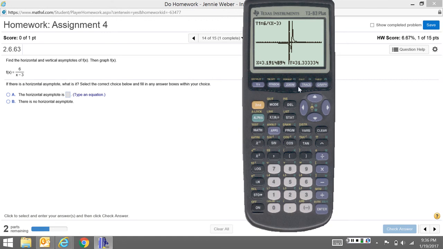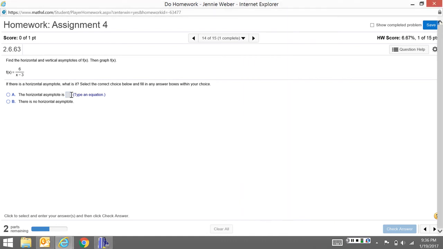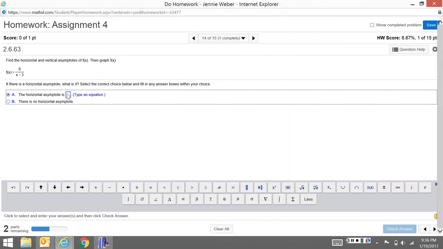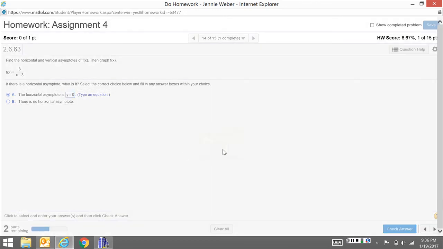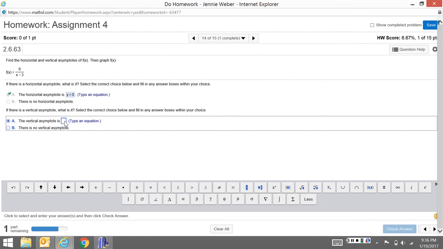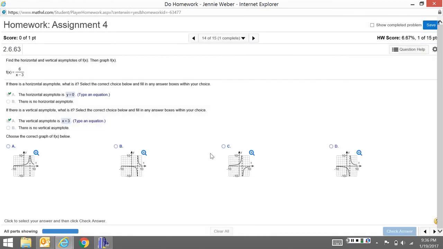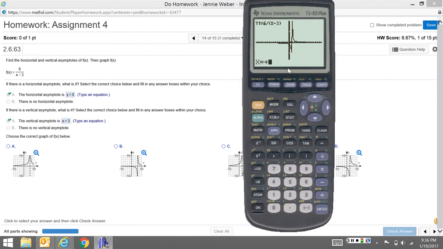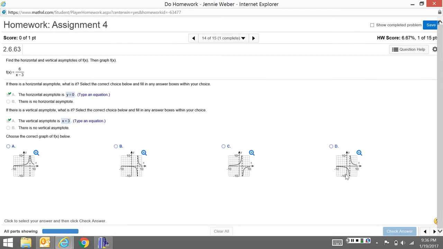But I could use the trace, or one of the other buttons to follow along to find it. So when I come in here, my horizontal asymptote is the line y equals 0, the horizontal axis, and then the vertical asymptote is x equals 3. And then I can pick out my graph, and again, coming back here, I've got the bottom one and the top one, so I know what it's going to look like. So I know, looking at this, that it has to be either B or D. Then I have to find the one that goes with it.